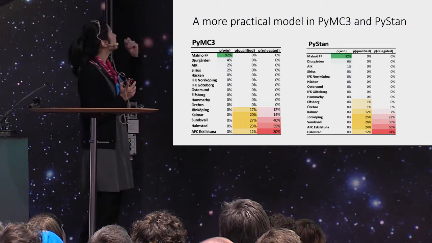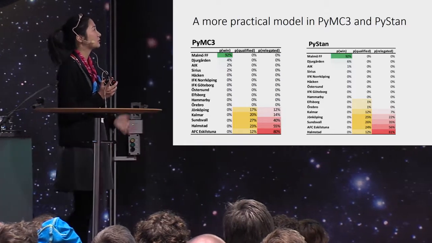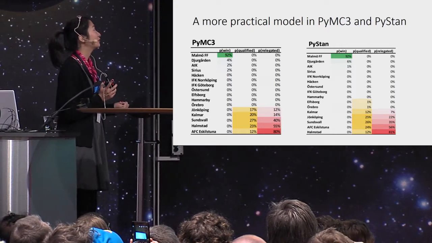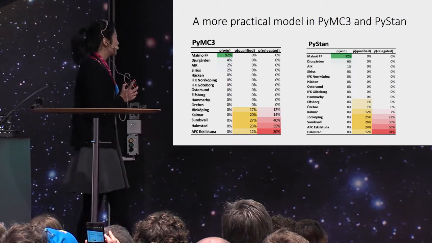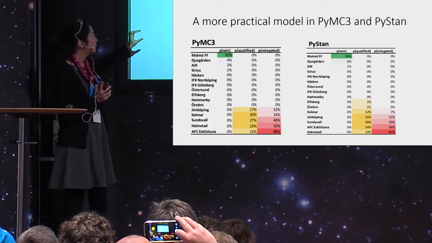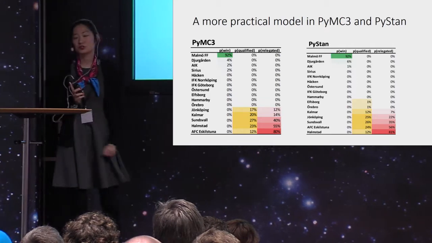And you see, to the left is my outcome from PyMC3, and to the right is my outcome from PyStan. And both of them said, okay, Malmo has the highest probability to win, and those two poor guys have the highest probability to be relegated, and Sundsvall has the highest probability to be qualified.